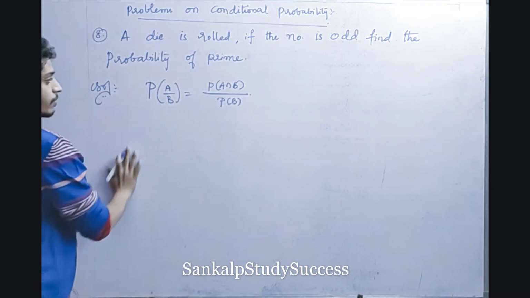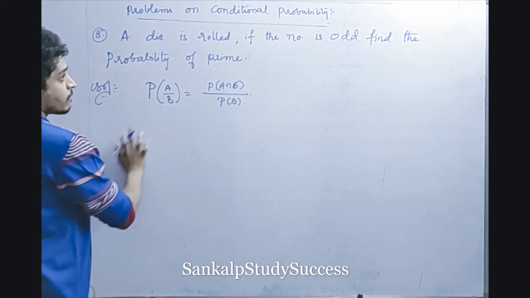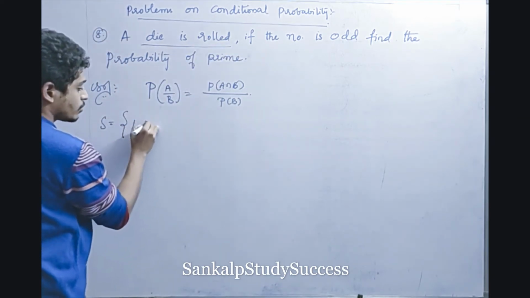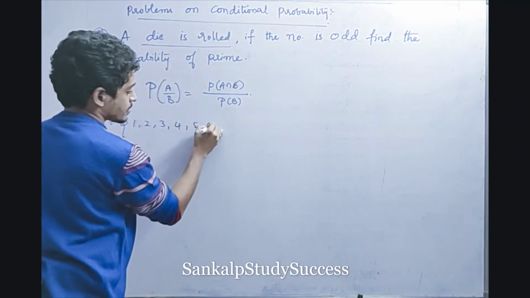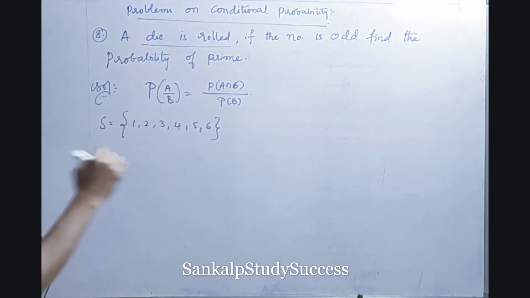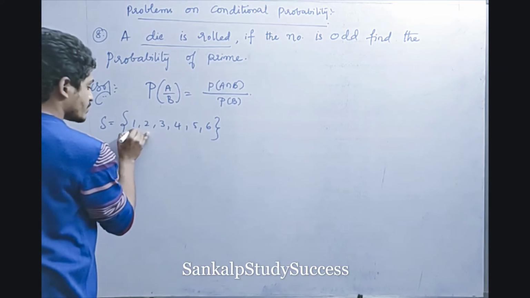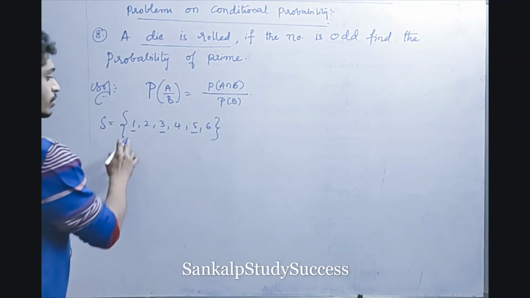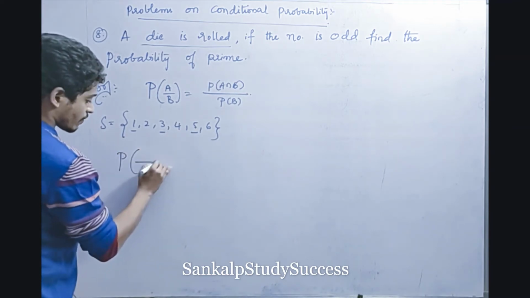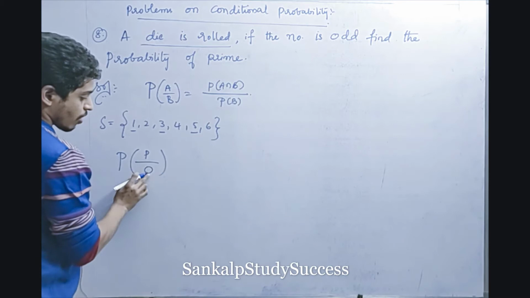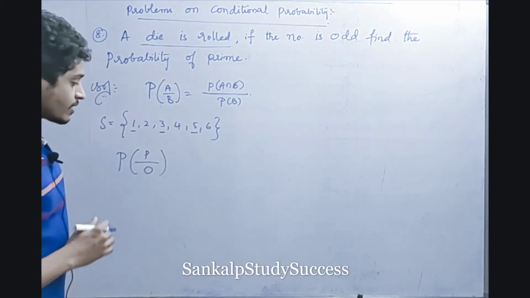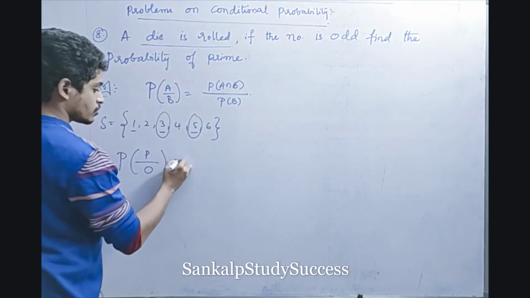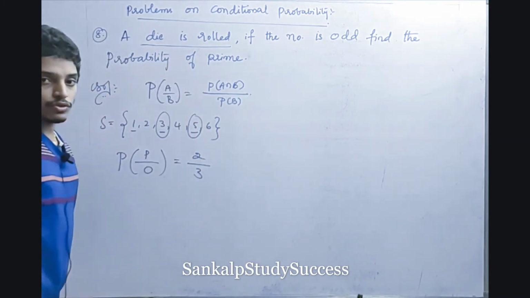See friends carefully what he has asked. A die is rolled once. If the die is rolled, what is the sample space? 1, 2, 3, 4, 5, 6. This is the sample space. If the number is odd, what are the odd numbers, friends? 1, 3, 5. So find the probability of getting prime. There are 3 odd numbers. How many of them are prime? Out of odd numbers, how many numbers are prime? That's what he is asking. In these 3 odd numbers, what are the prime numbers, friends? This one and this one, right? So out of 3, there are 2 prime numbers. So 2 by 3 is the answer.